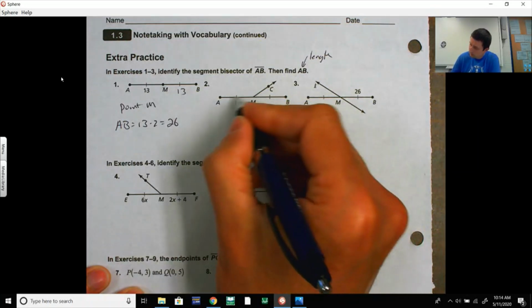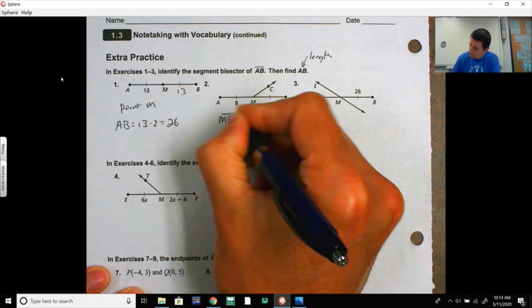Okay. Segment bisector here is a ray MC. Notice endpoint and direction.